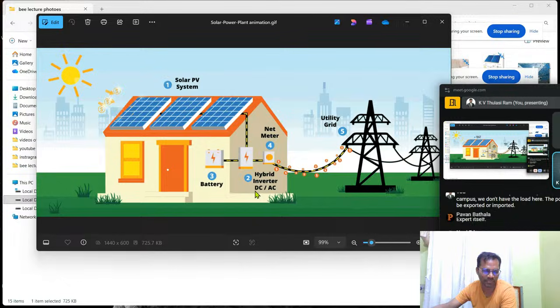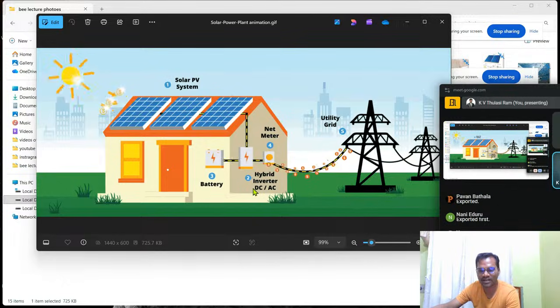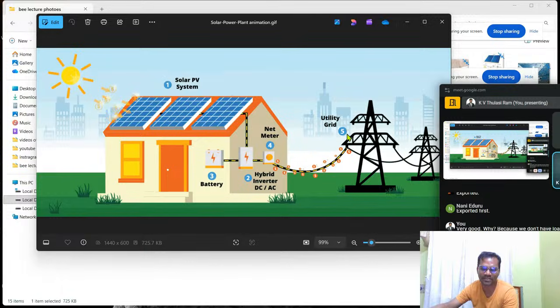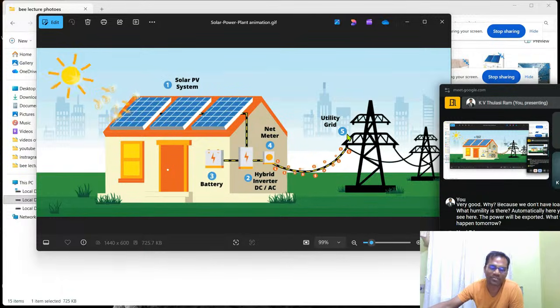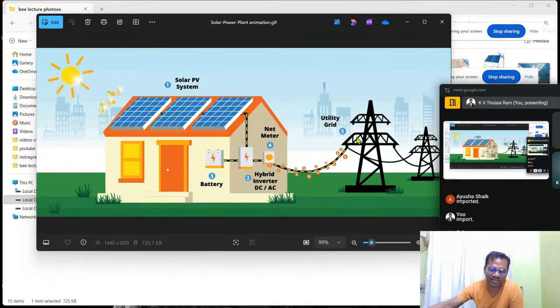Very good, sir, super. Why? Because we don't have load, no fan, no tubeless is there. Automatically, here you can see the power will be exported. What will happen tomorrow? Import. Import means actually import will not happen.